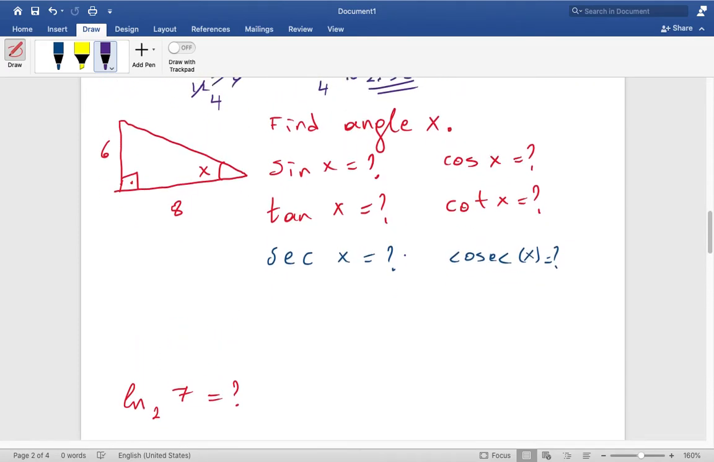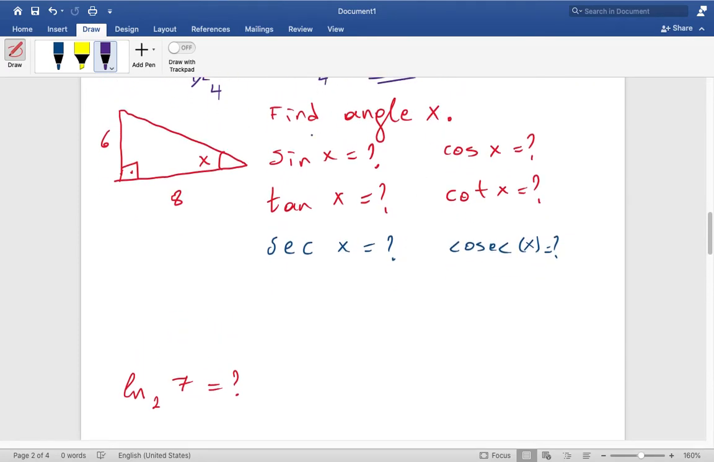And then find the angle x. Before finding angle x, let me talk about sine of x. Sine of x means opposite side divided by hypotenuse. So what will be the hypotenuse? This is a right triangle, so 3k, 4k, 5k, so it will be directly 10, or 6 squared plus 8 squared is equal to question mark squared. When you operate it, it will be 10.